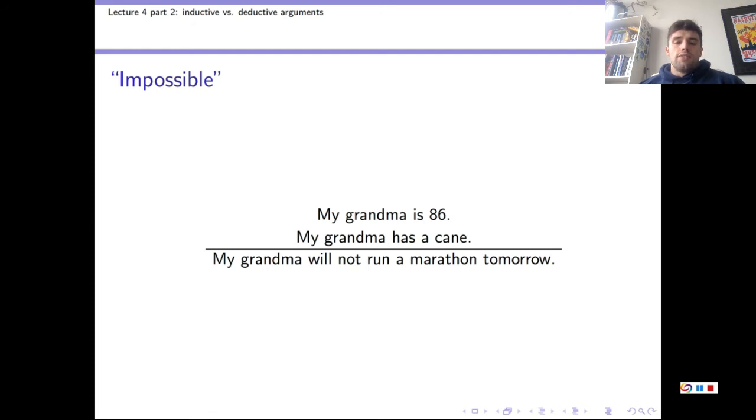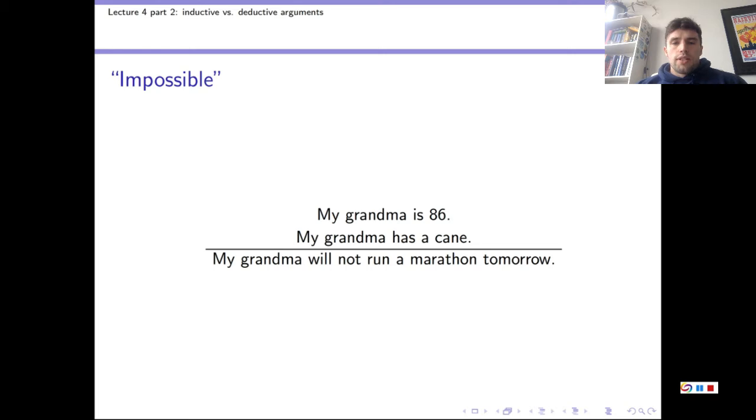Now, to get a sense of the difference, observe that this argument is not deductively valid. For this argument to be deductively valid, we would need a premise asserting that no 86-year-old grandma with a cane can run a marathon tomorrow. Of course, we all believe that's true, but there's nothing down there in the premises that claims this to be a fact. If we added that premise, then we would have a deductively valid argument, but as it's written here, it's not deductively valid.